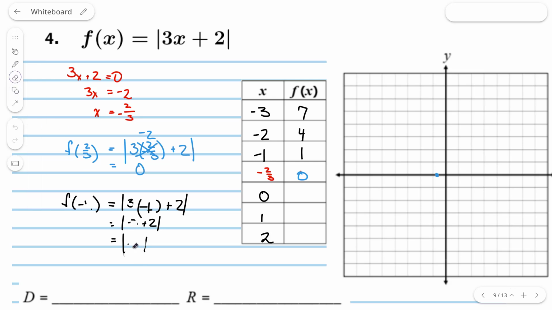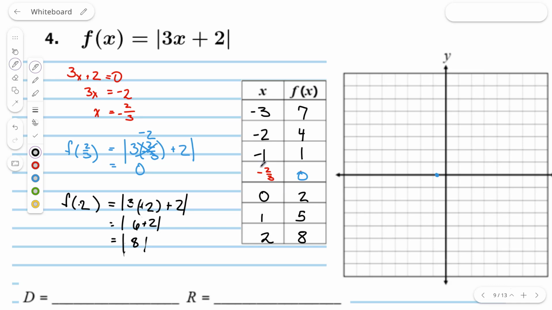Now let's start going back up the other side. And so when I have a 0 here, 0 plus 2 is 2. When I have a 1, one times 3 is 3, and that's going to give me a 5. And when I have a 2 here, six plus 2 is 8.